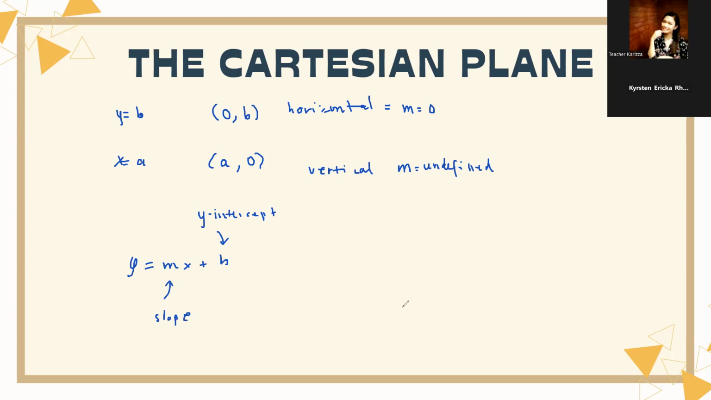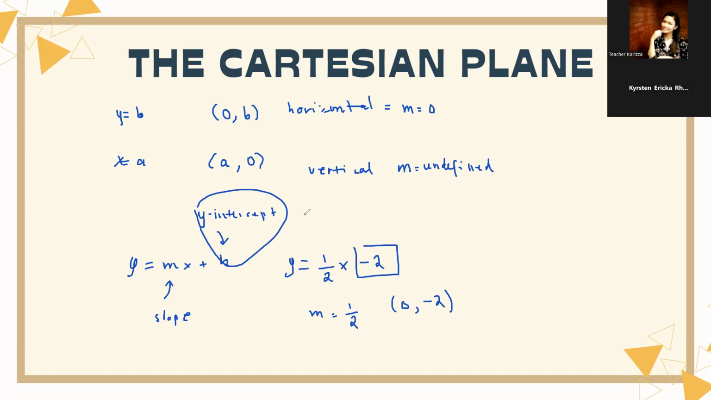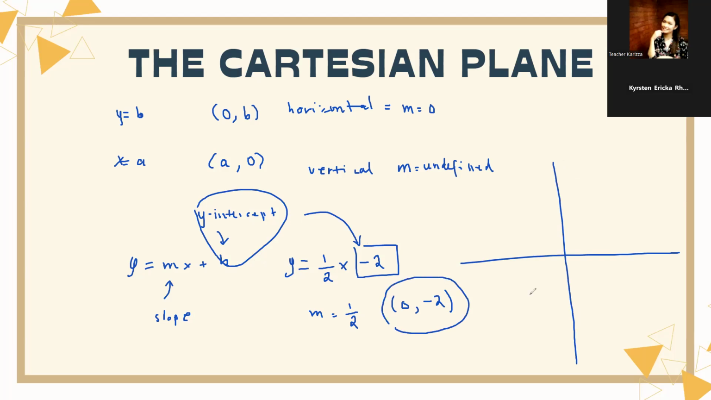So let's say we have the equation y is equal to 1/2 x minus 2. Your slope is 1/2. And your first point using the y-intercept, you have (0, -2). Okay, using your y-intercept, when x is 0, this is the value of, I mean of y, just -2. So in your graph, we just plot this point, (0, -2), over here.